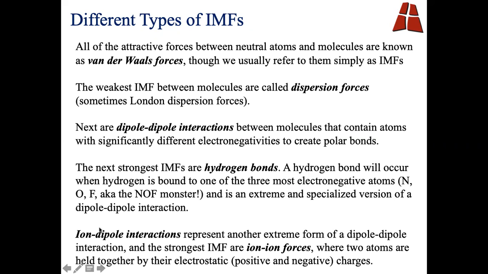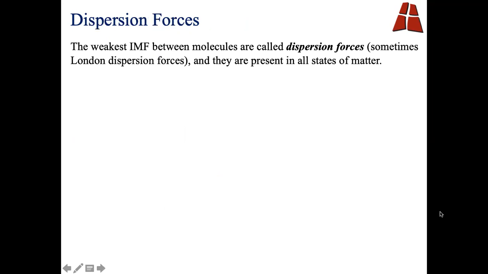And then for this last section, we have ion-dipole and ion-ion forces, where anytime we have an ion, we have a full positive or full negative charge, and that will hold the ion and the dipole or the ion and other ion together, and they are our strongest intermolecular forces. Okay. So in this pre-lecture, we're going to dig a little bit more into what each of these looks like.